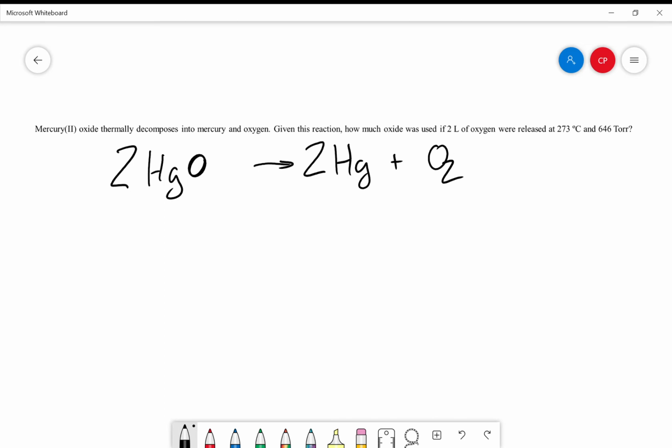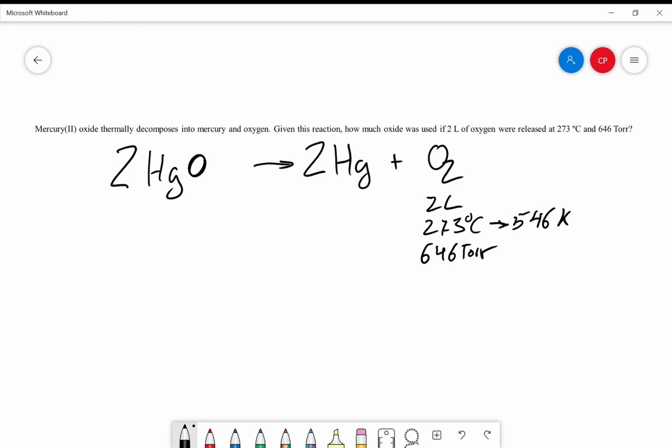That's all right. After that, what we have to do is to calculate the number of moles of the substance we are given. So in this case, we know that 2 liters of oxygen have been released at 273 degrees Celsius and 646 torr. So we know 2 liters, we know 273 degrees Celsius, and we know 646 torr. These can be transformed into Kelvin by adding 273 more, so that makes 546 Kelvin of temperature.